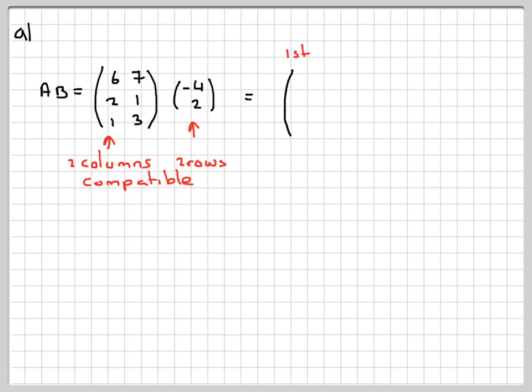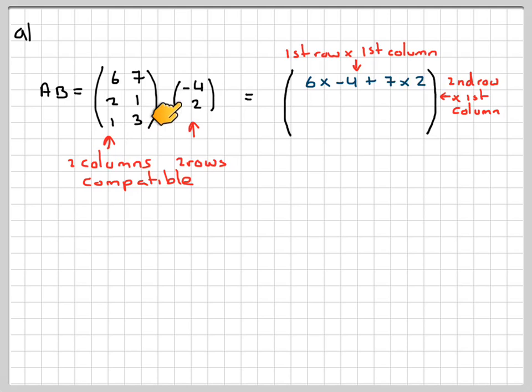Okay, so what we do is the first row times the first column. So we do 6 times minus 4 plus 7 times 2. And then we do the second row times the first column, we've only got 1 column here. So it's 2 times minus 4 plus 1 times 2.